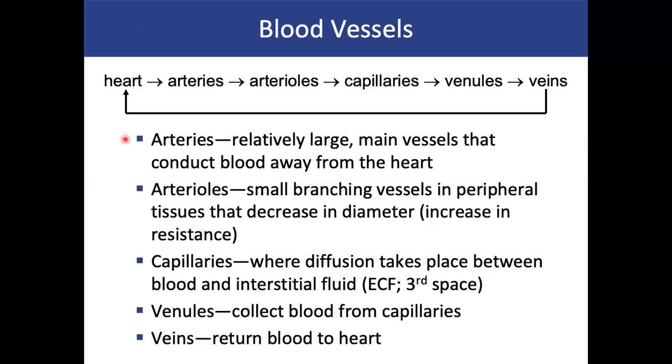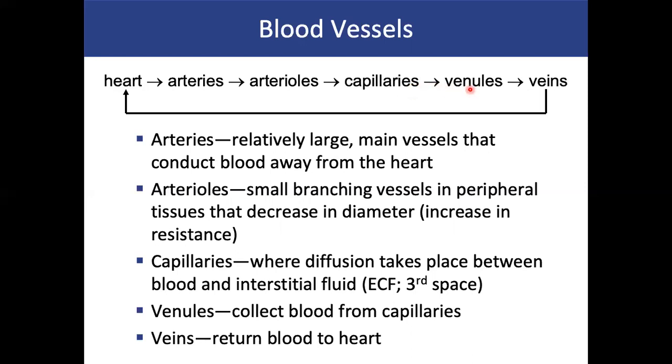The circulatory loop goes heart, then arteries come off the heart, or arteries go away from the heart, right? Then we have arterioles, which are smaller and more numerous. And then we have capillaries. Capillaries are at the organs or at the extremities, like your hands, your skeletal muscle, your feet, your kidney, your liver, what have you. Capillaries is actually where diffusion takes place between the blood and the interstitium, and that's where gas exchange occurs.